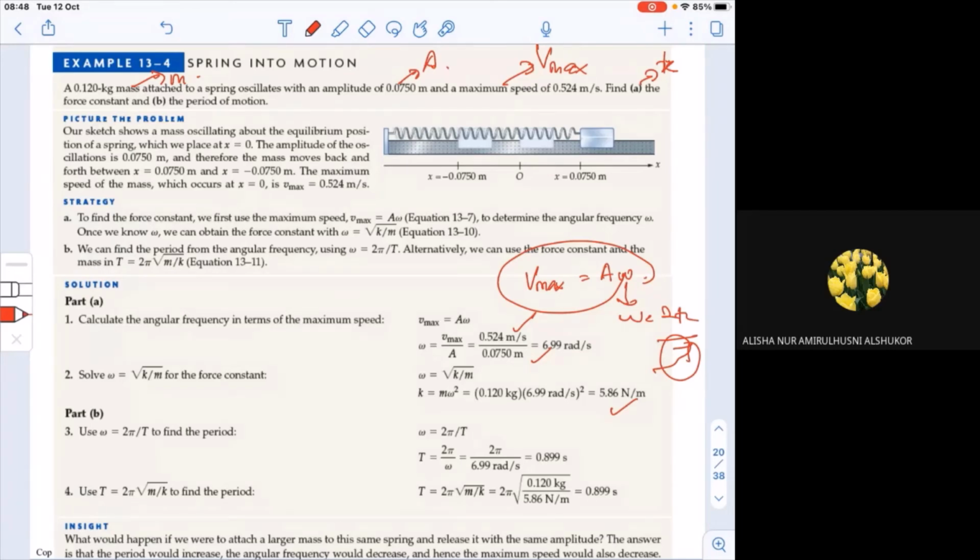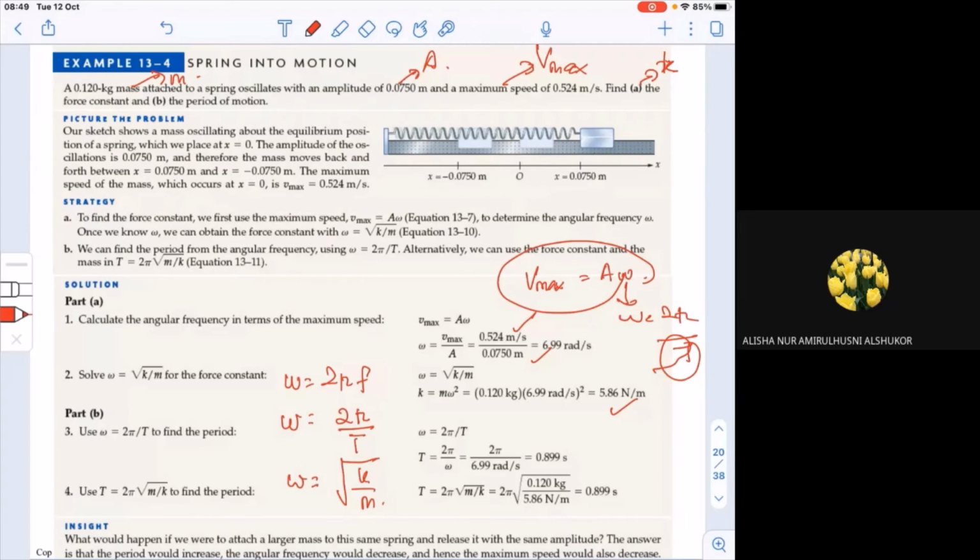And then from that value, you can have T. Remember omega can be written as 2 pi f if you wish to find the frequency. Omega is also equivalent to 2 pi over period. And another one is omega is the square root of k over m. There are three different equations that relate to omega. Maybe you want to find it in terms of period, in terms of frequency, or in terms of spring and mass. Then you can use all the equations.